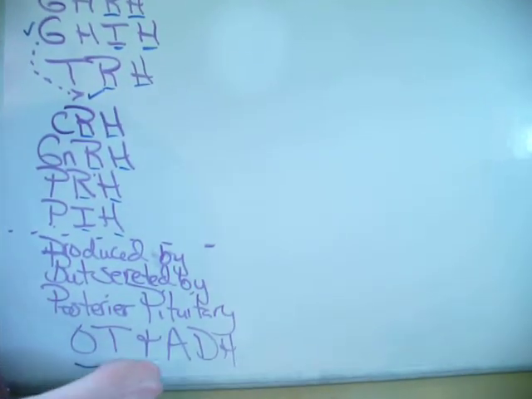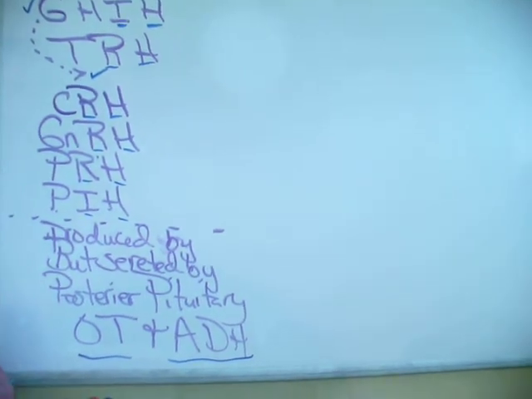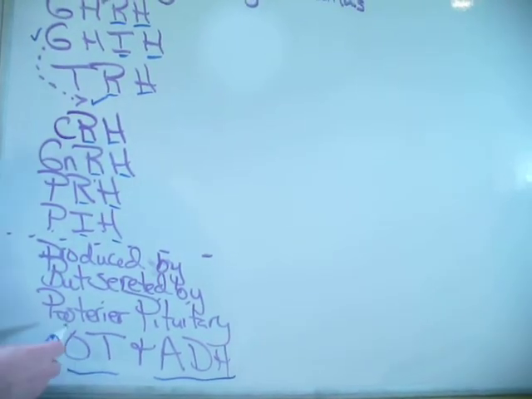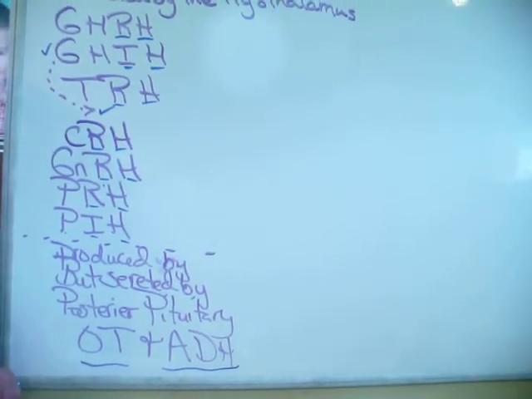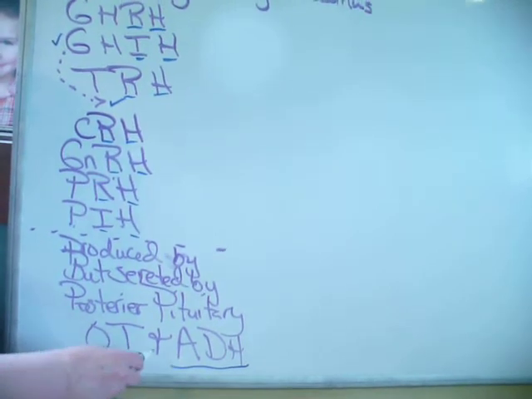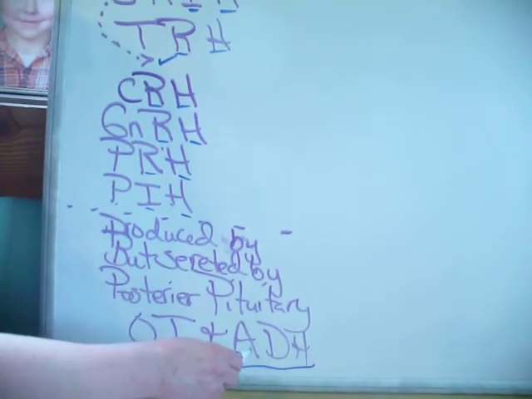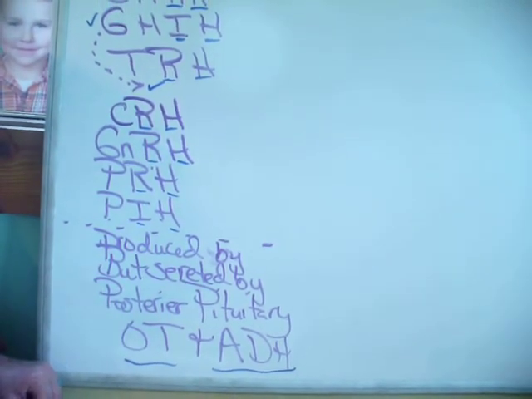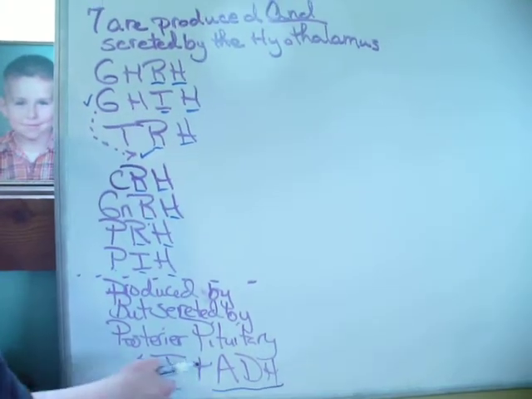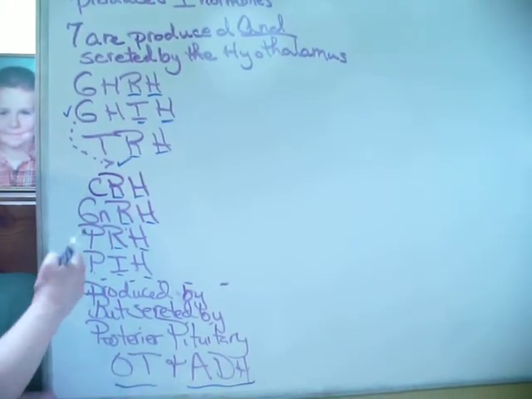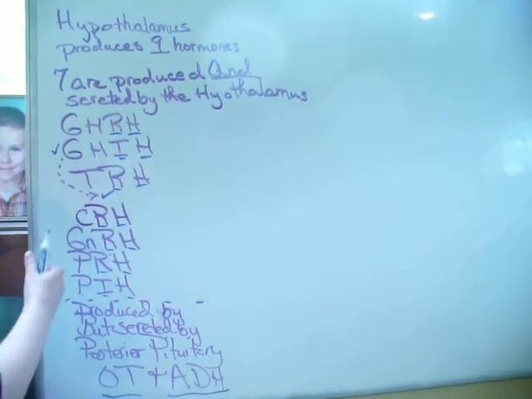Then there are 2 hormones that are produced by the hypothalamus, but that are secreted by the posterior pituitary. So those are oxytocin and antidiuretic hormone. These do not have any impact on the anterior pituitary. These 7 do, these 2 do not. So that is something to keep in mind as you think about the hypothalamus and what it's doing.